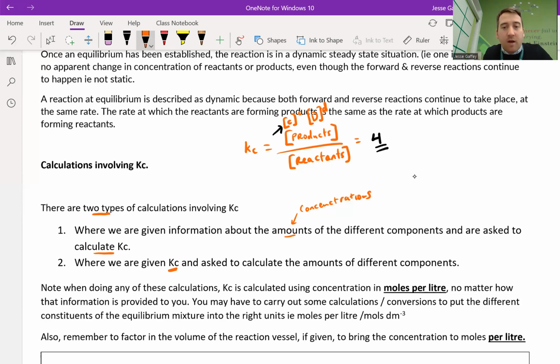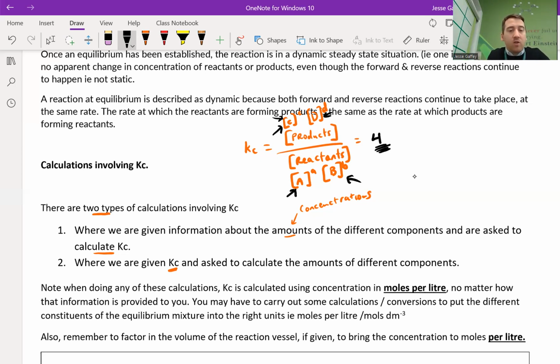Okay, so D to the power of d, and we've got A to the power of a down here times B to the power of b. You're given this, and you're asked to work out one of these. You'll have the rest of the information, but you'll need to work out one of them. It could be that one, it could be that one, it could be that one, or it could be that one. But this is what you're being asked to work out: what's in the equilibrium mixture? Okay, so there are the two types of calculation.